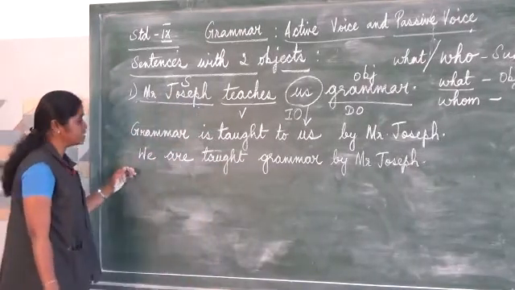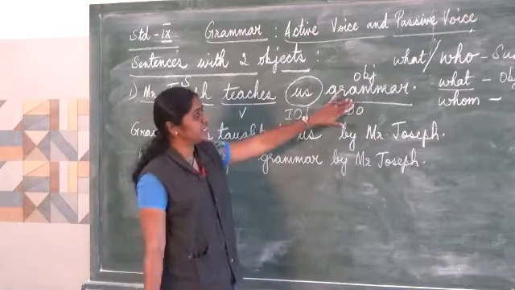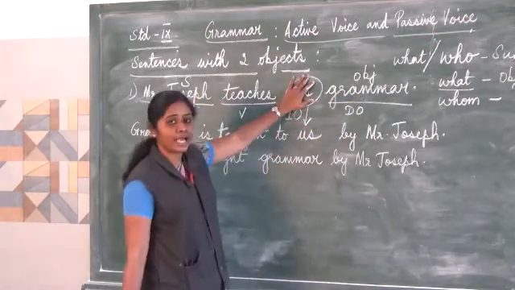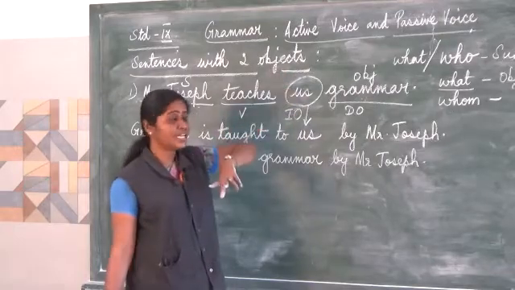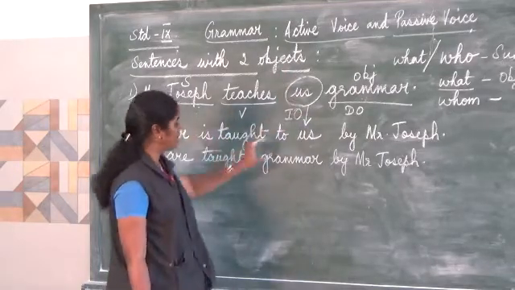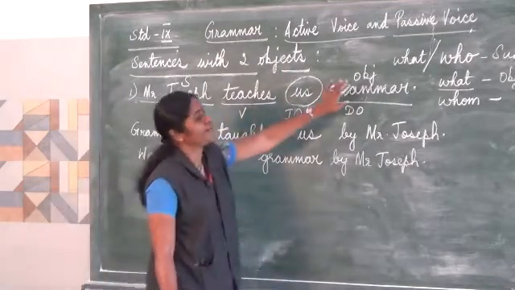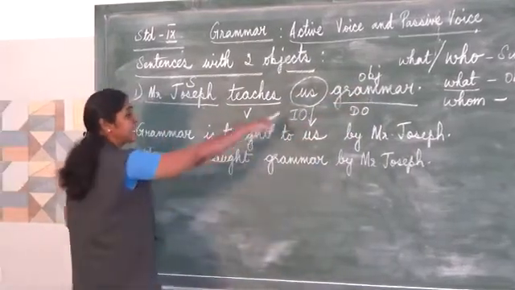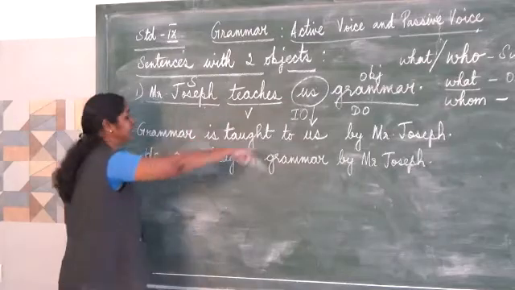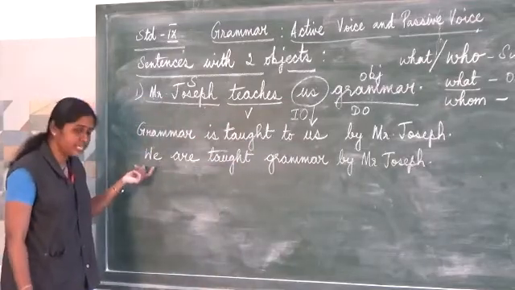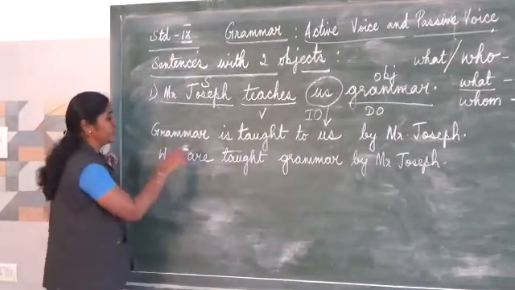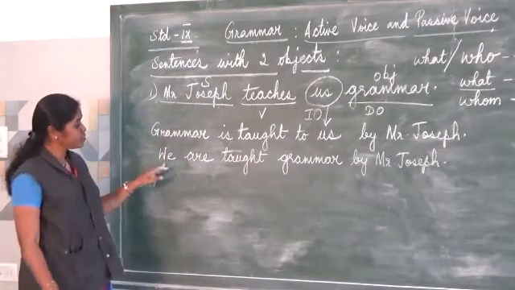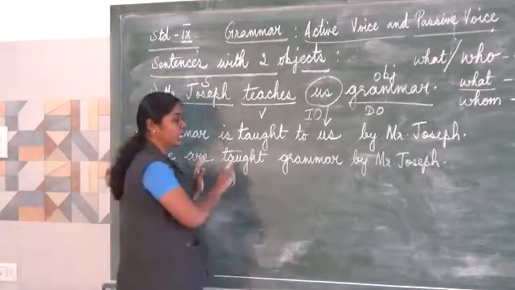Now for the second answer you have to do the other way. For the first answer you took the direct object to the front and you kept the indirect object as it is. But for the second answer, the indirect object you have to take to the front and you have to retain the direct object as it is. So the indirect object is us. If you take this us to the front, it becomes we. For we, the present be form for passive voice is are. So we are taught. So what are we taught?